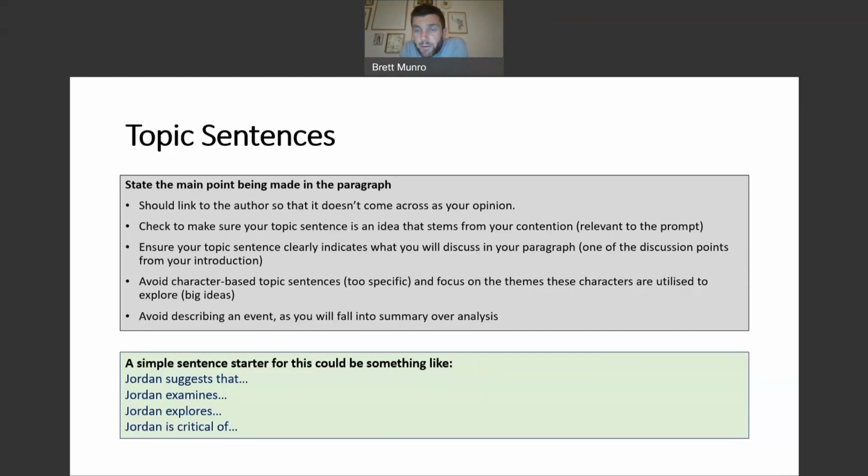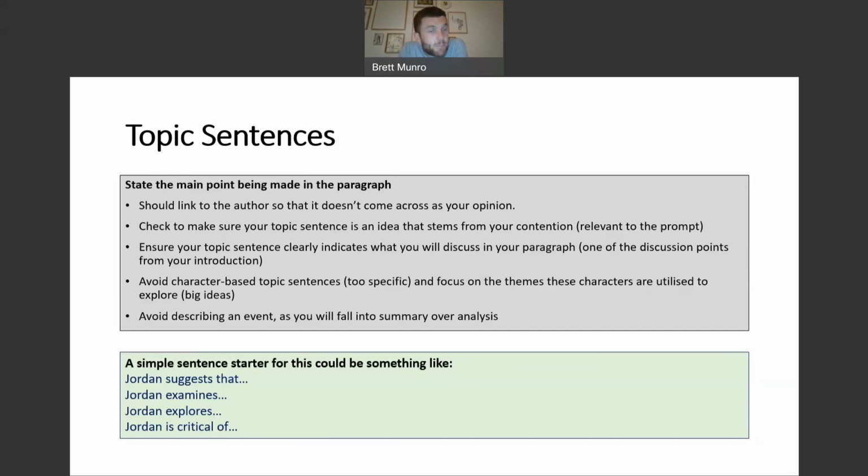Focus primarily on the themes. These characters are utilized to explore big ideas, so you can bring in different characters to populate and explore that idea and that theme. And lastly, avoid describing a specific event for the same reason above, but also because there's a tendency that if you're describing events, you're going to be falling into summary over analysis.